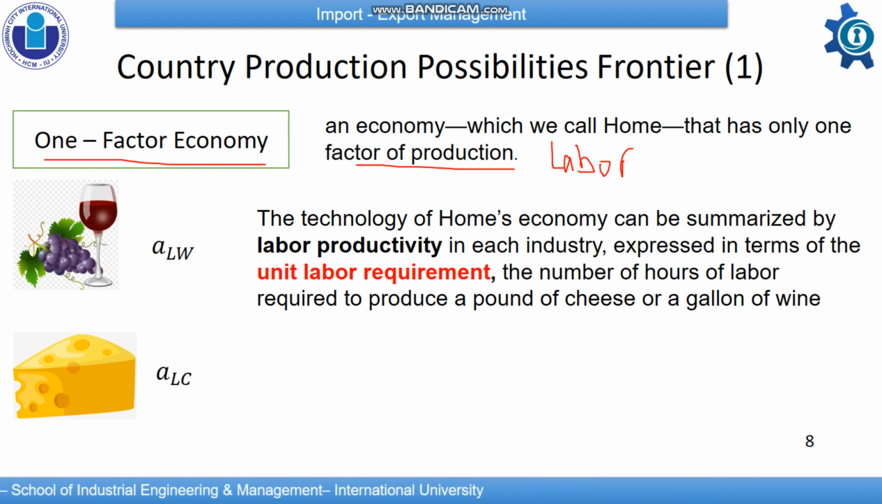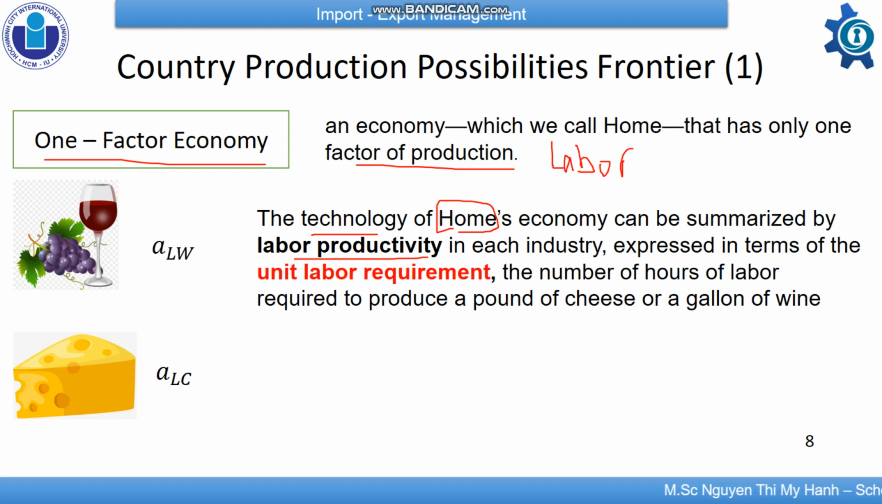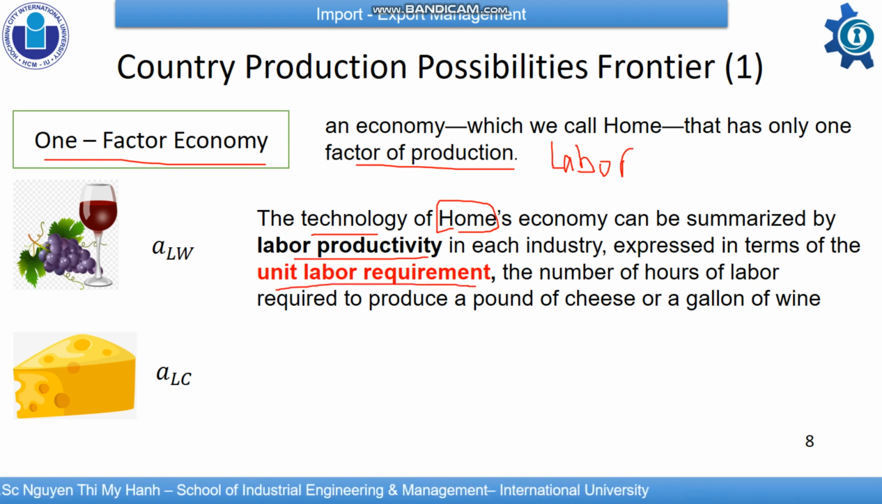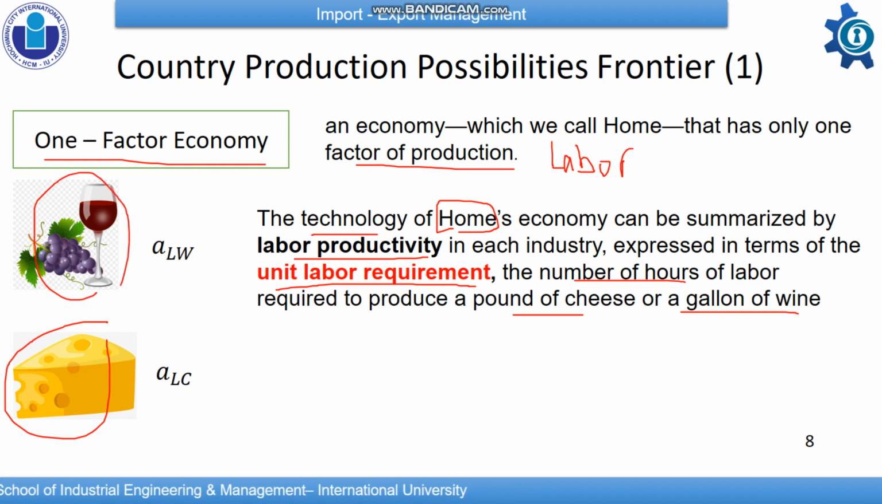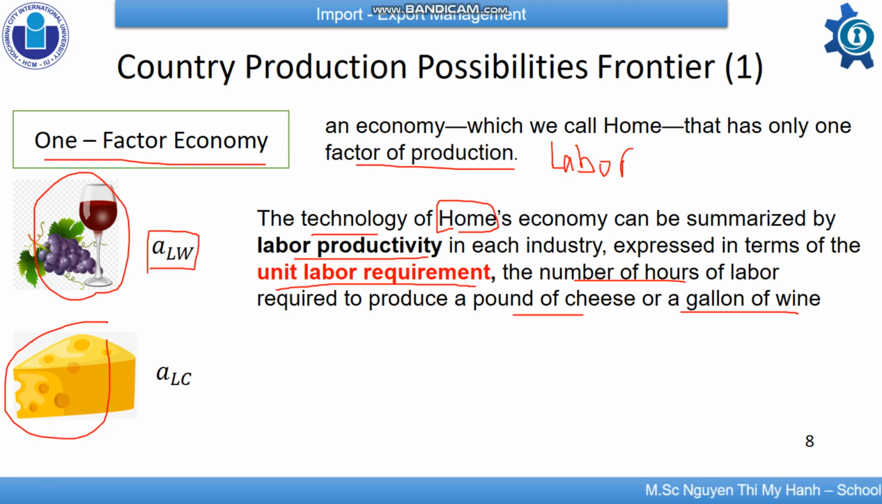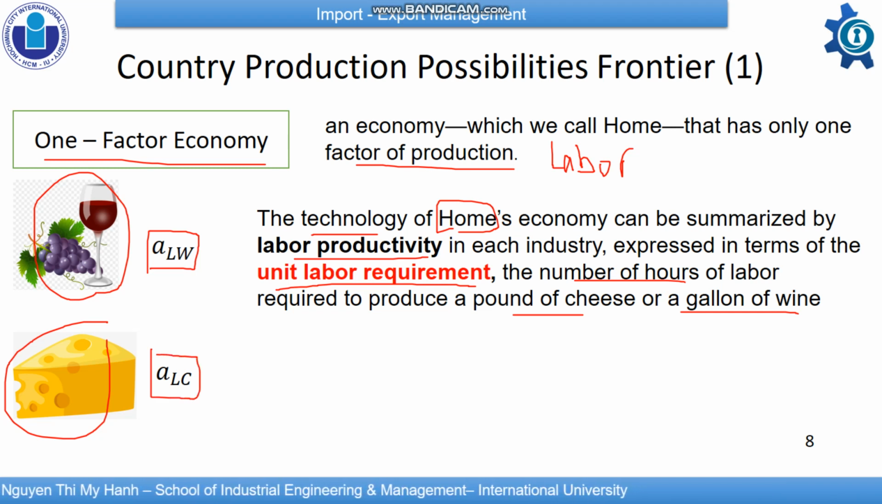The technology of the home economy can be summarized by the labor productivity in each country, and is expressed in terms of unit labor requirement. What is unit labor requirement? That is the number of hours of labor required to produce a pound of cheese and a gallon of wine. So in the home economy, we assume that they only produce two kinds of products, that is cheese and wine. So we have a_LW, the number of hours of labor required to produce a gallon of wine, and a_LC, the number of hours of labor needed to produce 1 pound of cheese.